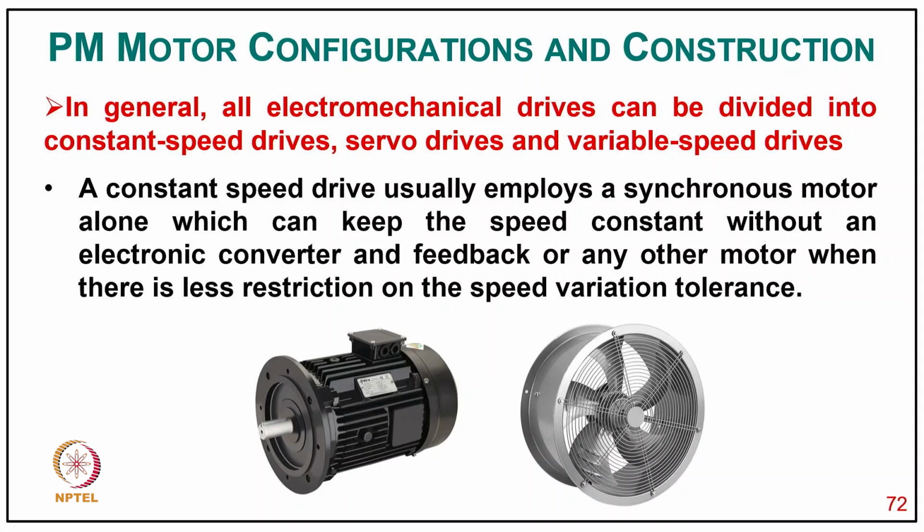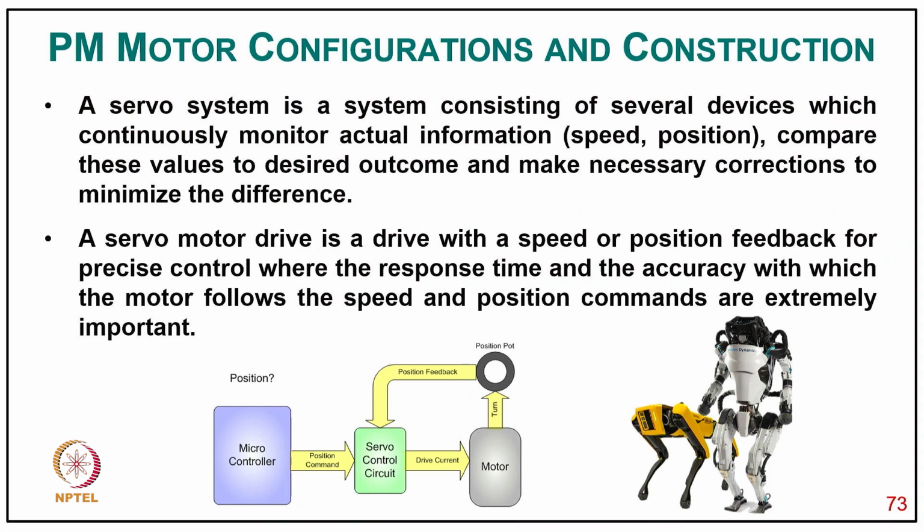So in general, all electromechanical drives can be divided into constant speed drive, servo drive, and variable speed drive. So constant speed drive usually applies a synchronous motor which can keep the speed constant without any electronic converter and feedback, or any other motor when there are fewer restrictions on the speed or variation tolerance. So a servo system is a system consisting of several devices which continuously monitor actual information like speed, position, compare these values to the desired outcome and make the necessary correction to minimize the difference. A servo motor drive is a drive with speed and position feedback for precise control, where the response time and accuracy with which the motor follows the speed and position commands are extremely high.